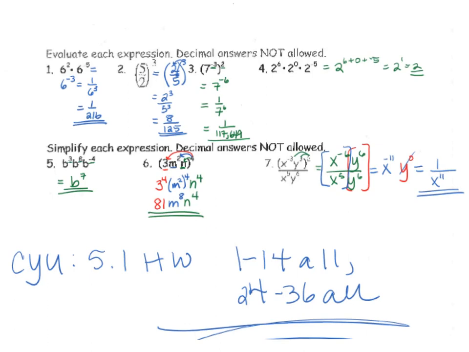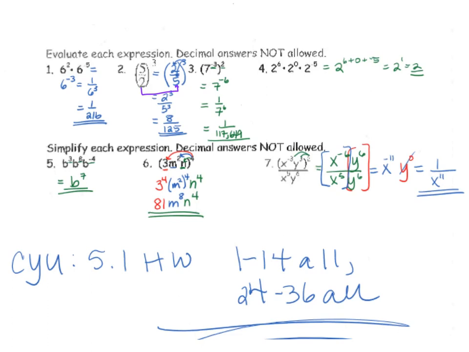Question 2, 5/2 to the negative 3 power. Notice I took the reciprocal of the base, and then I distributed the exponent to both the numerator and denominator. 2 cubed is 8, and 5 cubed is 125.